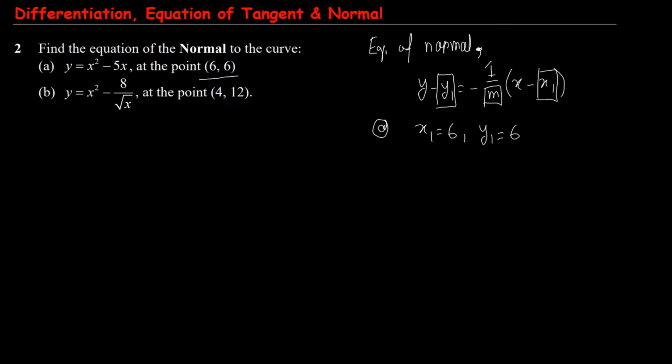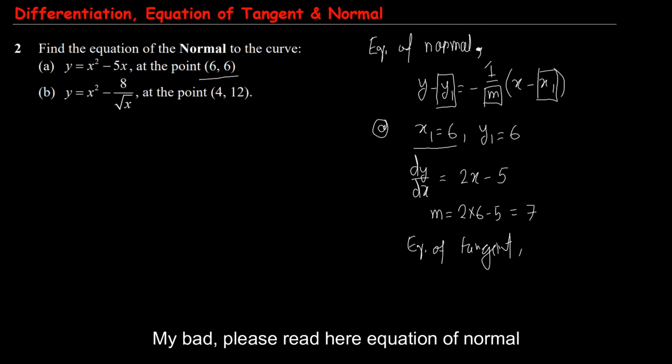Now from the equation we need to differentiate dy by dx. First differentiate it. We get 2x minus 5. Now put the value of x1, which is 6, so we can write m equals 2 into 6 minus 5, which is 12 minus 5, which is 7. Now the equation of the normal, let me write it, so just put your values in the equation.